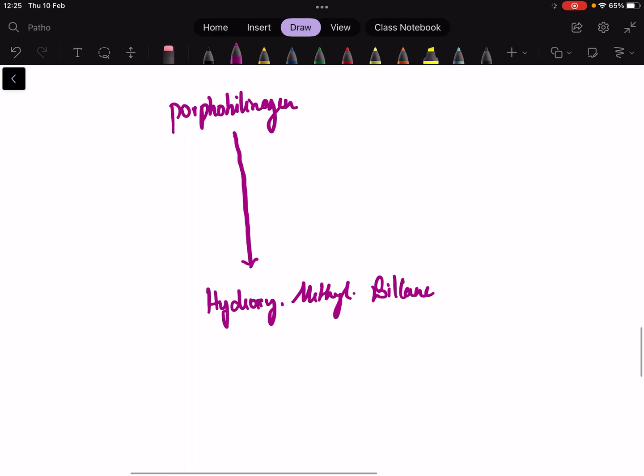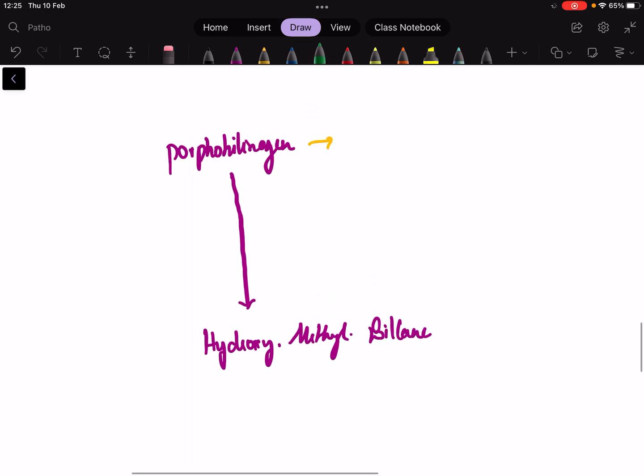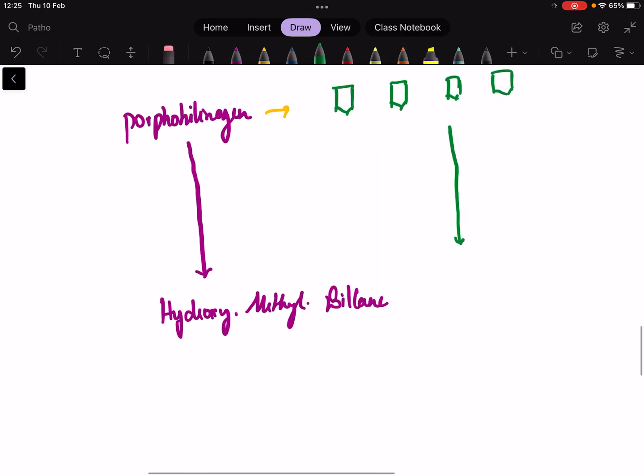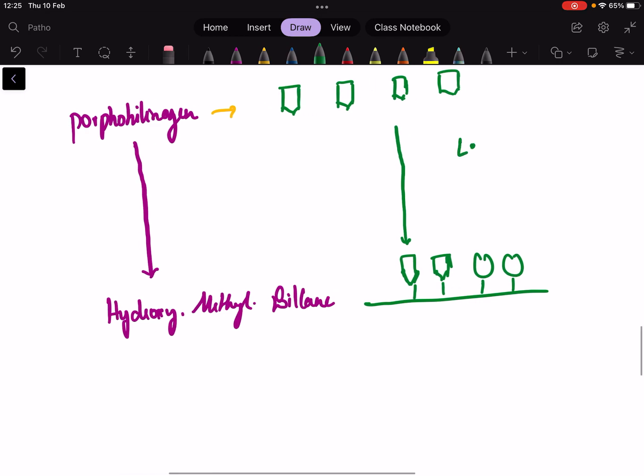Now hydroxymethylbilane, I will draw this one here. Porphobilinogen are imperfect and randomly arranged, whereas in the case of hydroxymethylbilane, they are perfectly arranged, or we can say they are in a linear fashion. And the step here is called linearization of tetrapyrrole rings.